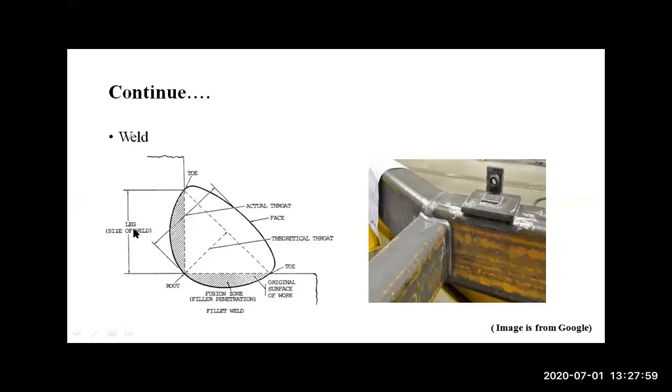So this is the size of weld. If we see here written size of weld, size of weld means we have to provide some minimum size of weld. Means 3 mm, 5 mm, 6 mm, 10 mm, not more than 10 mm we are using as size of weld. Means for minimum welding, the size of weld we are using for the welding.